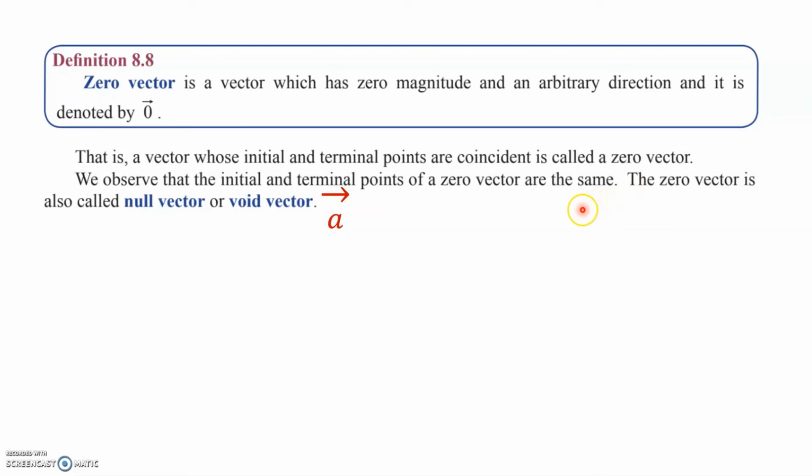Next, let's go to zero vector. If there is a vector that has no direction, or you can call that an arbitrary direction, and it has no length, it's like a point, then it's called a zero vector. So it has zero magnitude and an arbitrary direction, and they can be denoted as zero vector on top. They are also called null vector or void vectors, right?